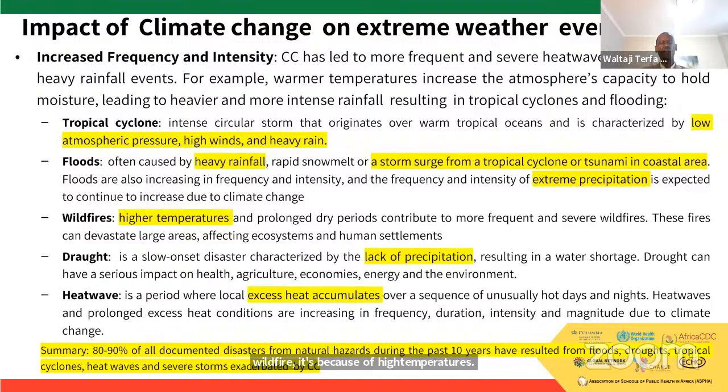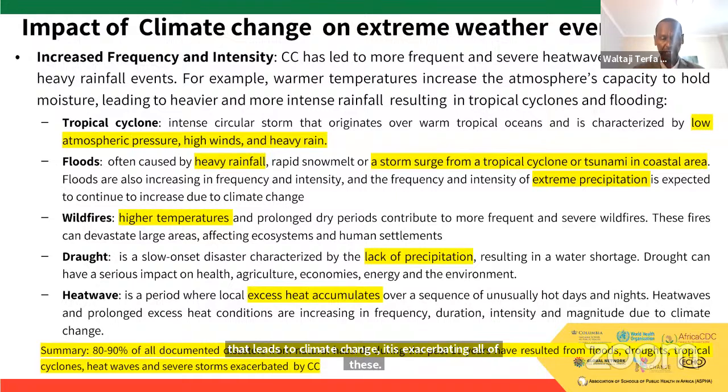All these are weather patterns, but the warming, which leads to climate change, is exacerbating all these apart from the natural occurrence. We need to understand very carefully the event is happening naturally, but it's exacerbated by climate change.